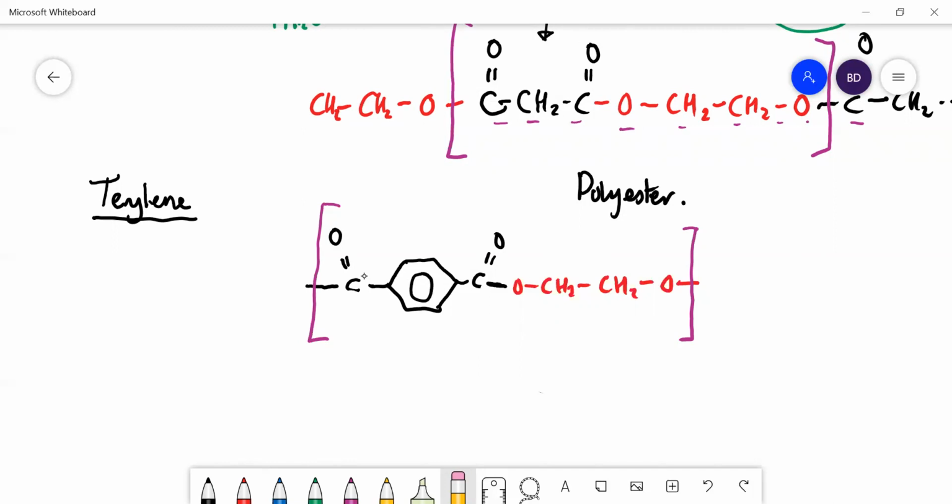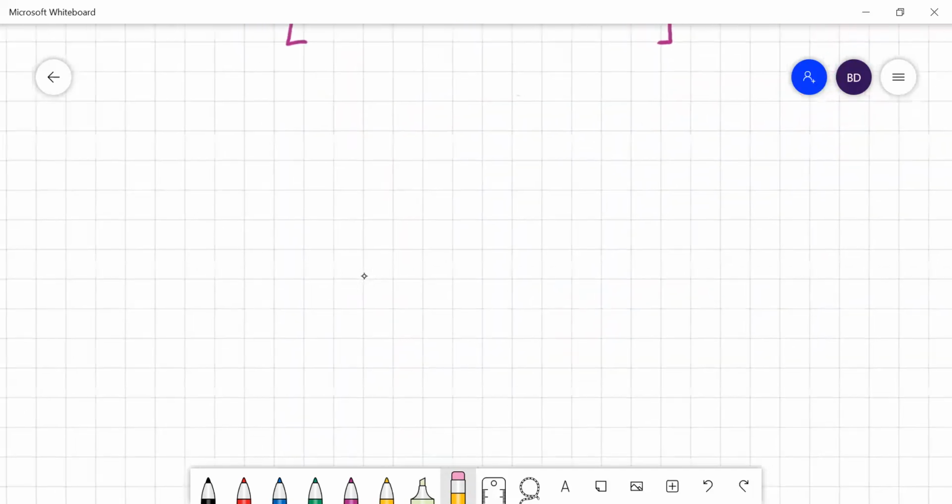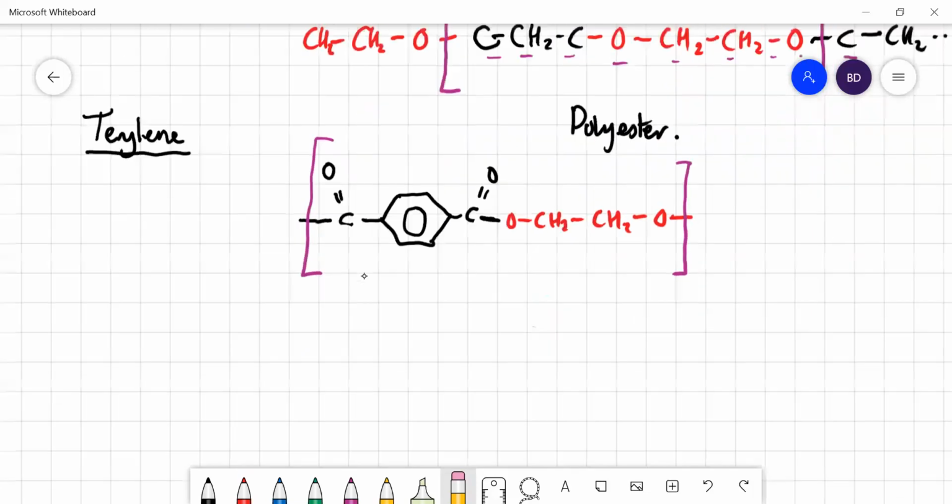Okay, now let's talk about polyamides. So I'm going to do a very similar thing again. I think we get rid of all of this.